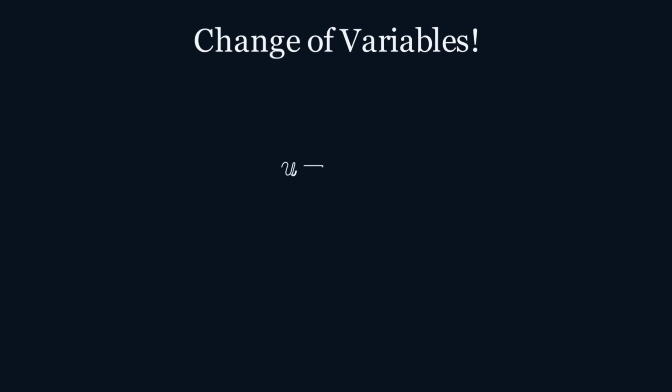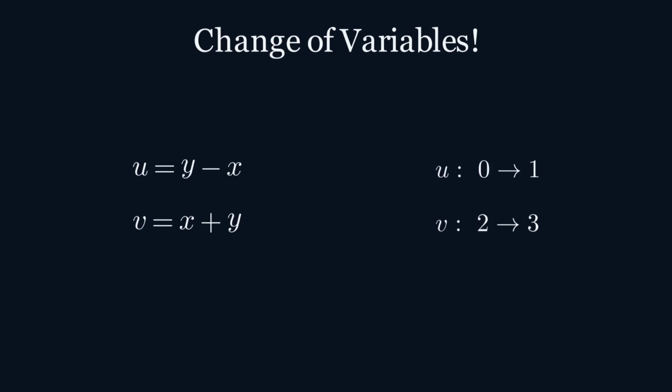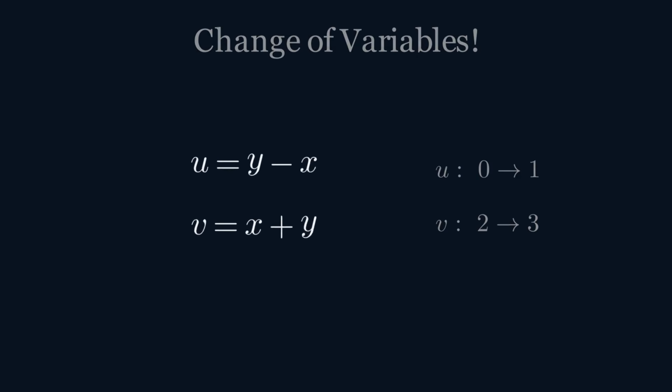Let's assign u to equal y minus x and v to equal x plus y. That would make the bounds for the integral as follows. U goes from 0 to 1, and v goes from 2 to 3. While the bounds are now expressed in terms of u and v, we still have to get the integrand into this form, which involves a little bit of algebra.